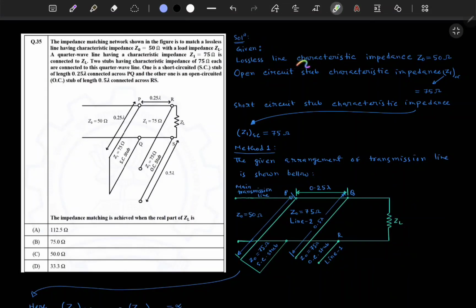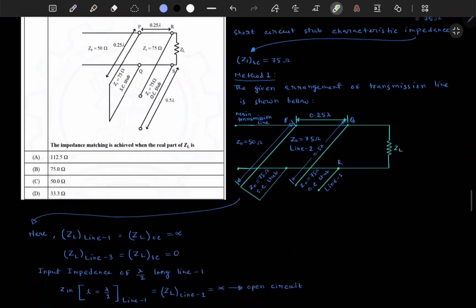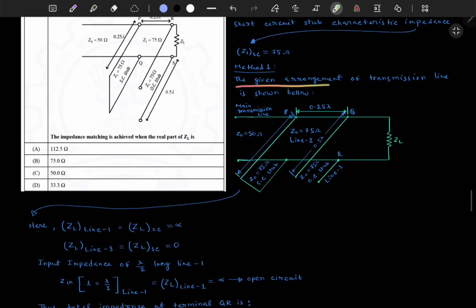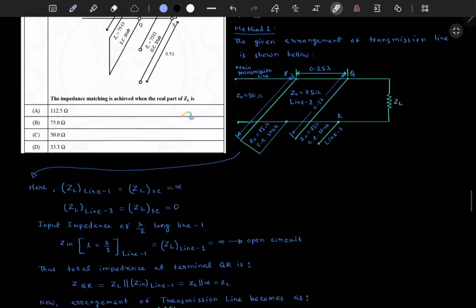So given that lossless line characteristic impedance Z0 is this one. The open circuit stub characteristic impedance is 75 ohm. Now the short circuit stub characteristic impedance is this one. Sorry, this one is short circuited, this is open circuited. So method one: the given arrangement of the transmission line is shown below, same as drawn.